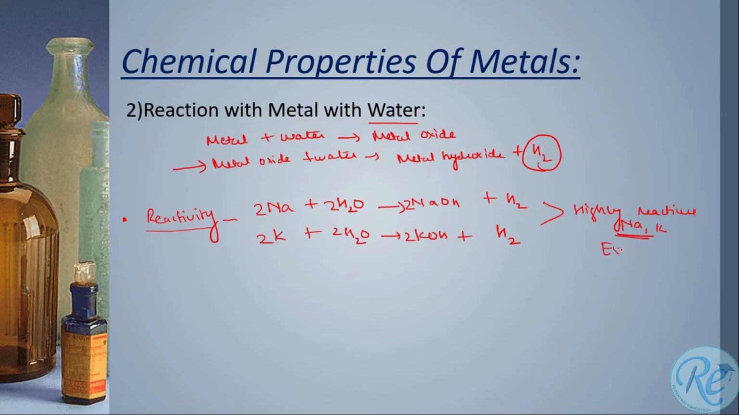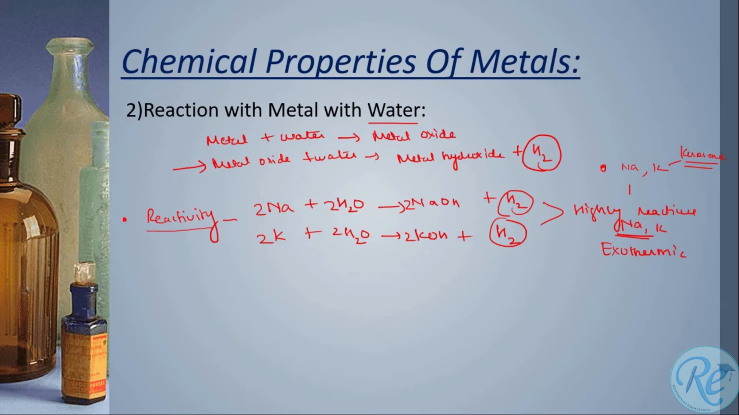as well as highly exothermic, a large amount of energy is released, and it is so much that the hydrogen that is released can also catch fire, and that is the reason that potassium and sodium are kept in kerosene so that they do not come in contact with the moisture from the atmosphere and catch fire.